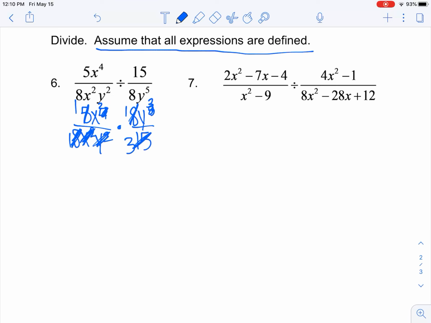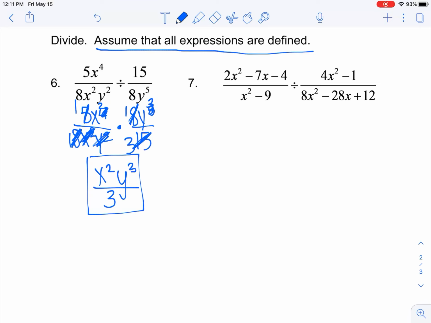So now we're just going to multiply the top. We've got 1 times 1, which is 1, and then x squared times y to the 3rd. Then in the denominator, we've just got 1 times 3, which is 3. So our final answer is x squared y to the 3rd over 3.